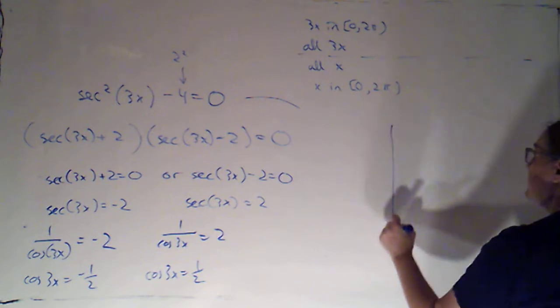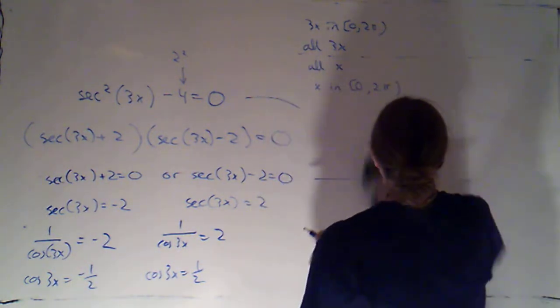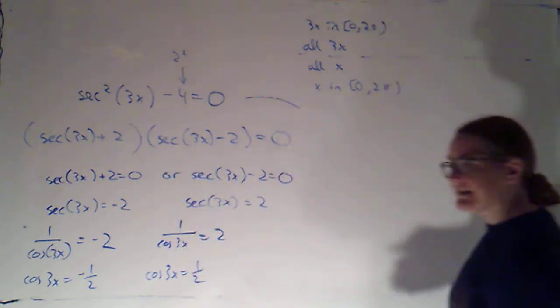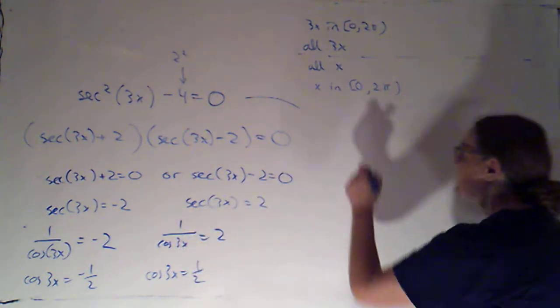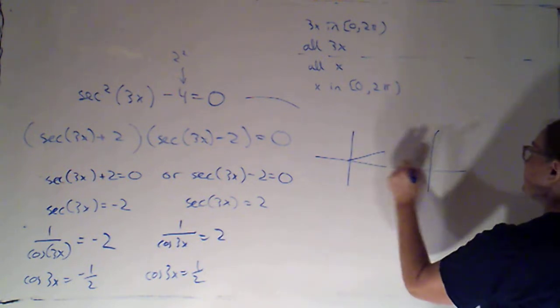Now, what I can do is I can actually solve, whoops, I want to draw this a little smaller. I can solve both of these at once. Because basically, I'm just going to have a solution in all 4 quadrants.